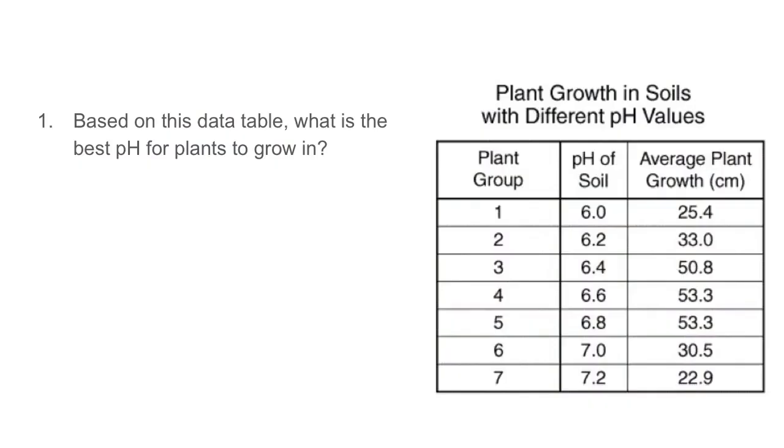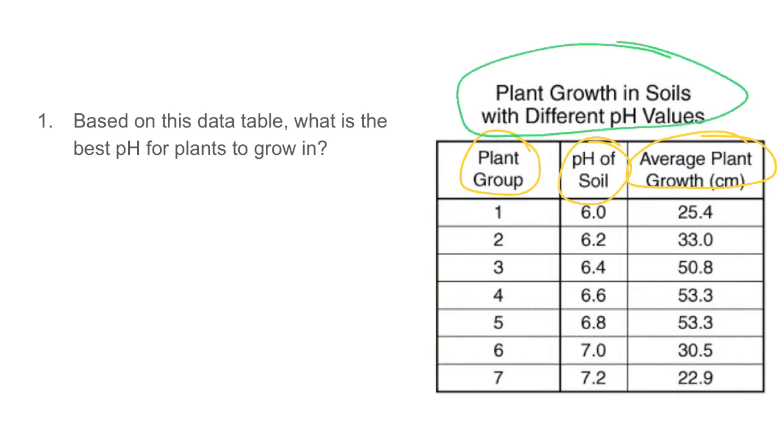So one of the learning targets for this video was to be able to actually pull information off of a data table. And so if we were looking at this data table, plant growth in soils with different pH values, you can see that we have our variables laid out here with the plant group. Not super important for this one. We're really looking at the pH and the average plant growth. So we can see, how does the pH affect the growth of a plant? We have a great title up here, plant growth in soils with different pH values.